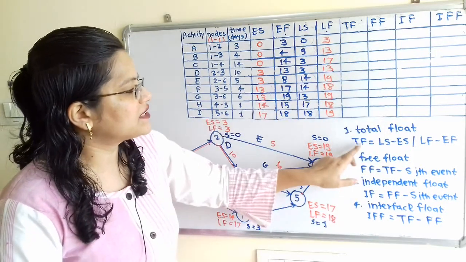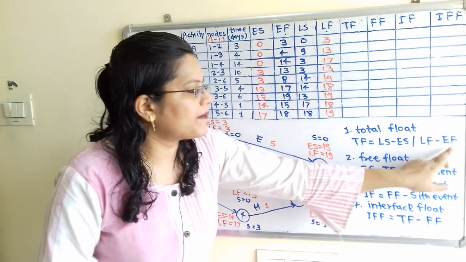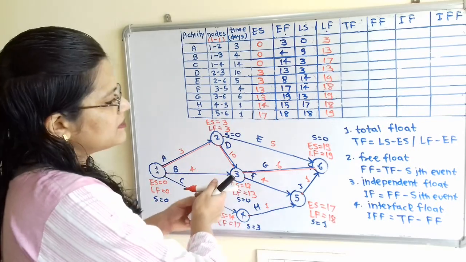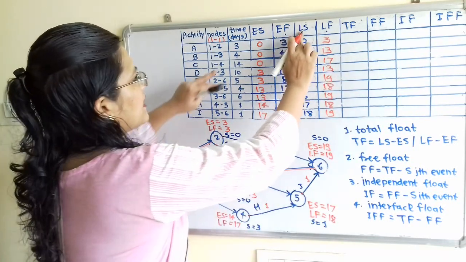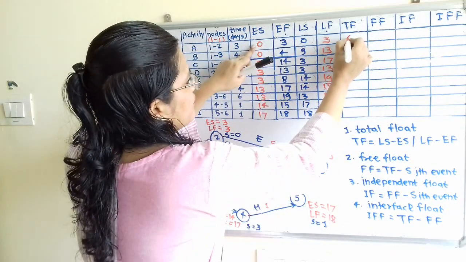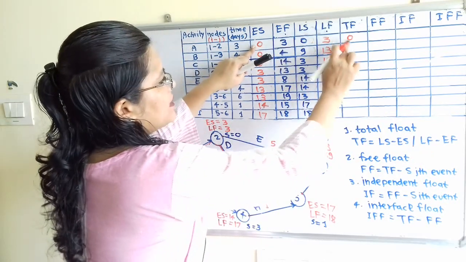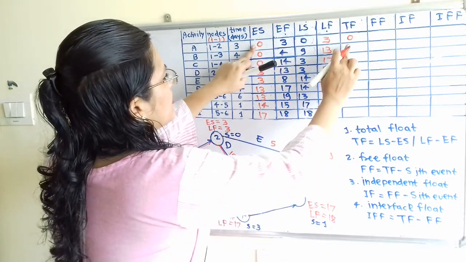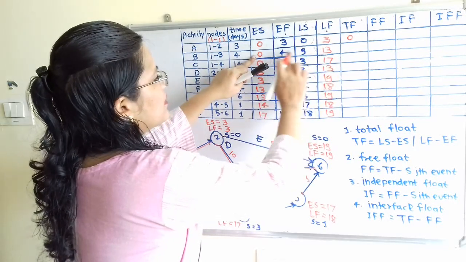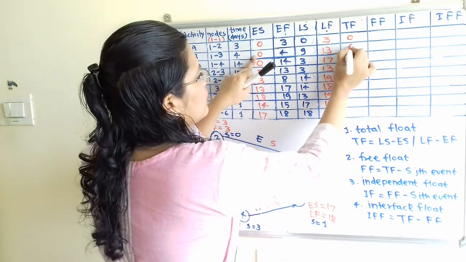So the notation is TF, which is equal to LS minus ES or LF minus EF. Now if we observe LS minus ES, here is LS and here is ES, that is 0 minus 0, or LF minus EF, 3 minus 3, that is also equal to 0. Then we will move to the next, that is 9 minus 0 or 13 minus 4. So 13 minus 4 is also equal to 9.